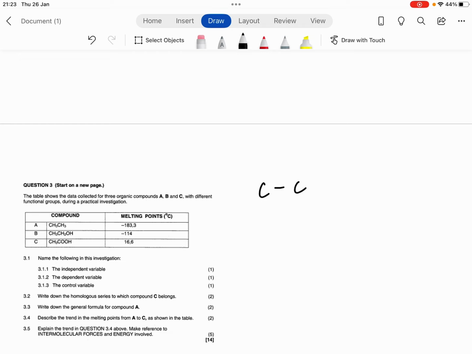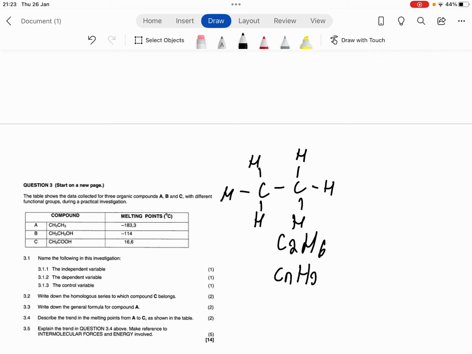So it's a 2 carbon atom chain with 3 hydrogens around each carbon. Okay, and we're going to count the number of carbons. The number of carbons is 2. The number of hydrogens is 6. So it conforms to the formula CnH2n+2, which is basically an alkane.